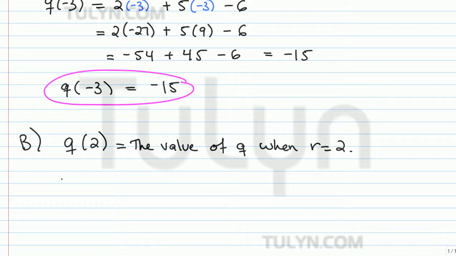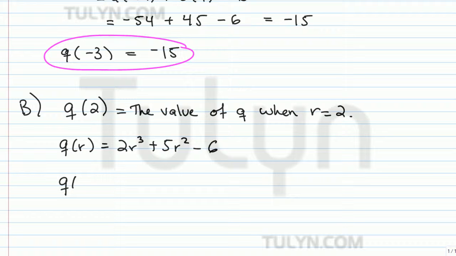So in this case, you take q of r, which, to remind you, is 2r cubed plus 5r squared minus 6. And now, for every r you see, before we replaced it with -3, this time we're just going to replace it by 2. So q of 2 is going to be 2 times 2 cubed plus 5 times 2 squared minus 6. Right? Same thing as we did before, we just replace it with a different number.